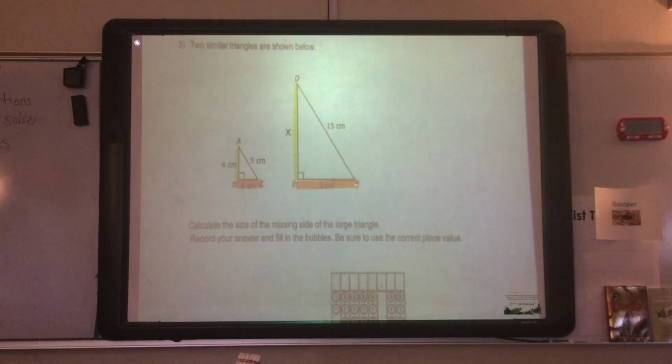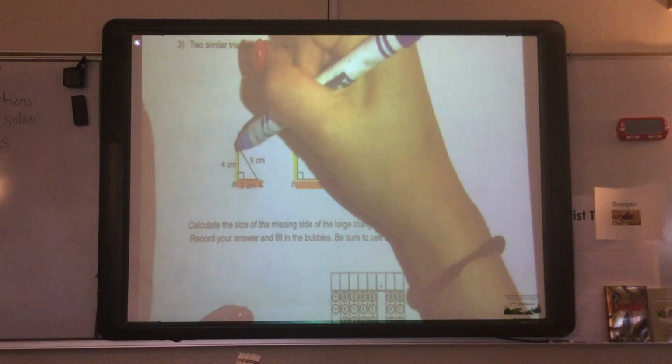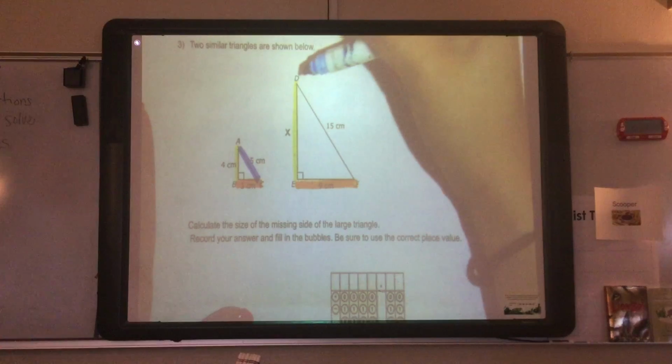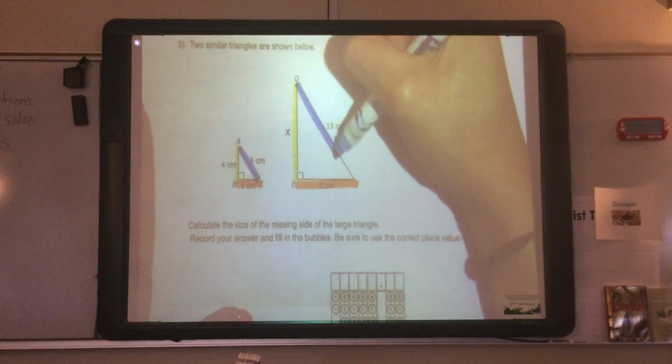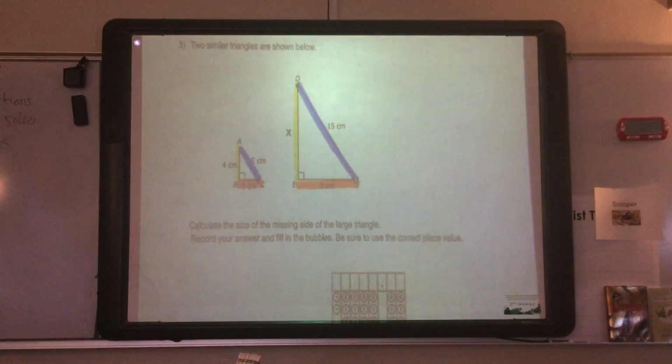Once again, we can look at the numbers and we can see that the third side is a different size. So we're going to change colors again. And we're going to highlight AC, and we're going to highlight DF the same color. We now have our similar figures highlighted.